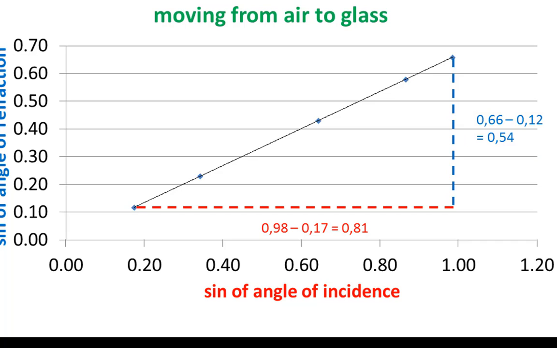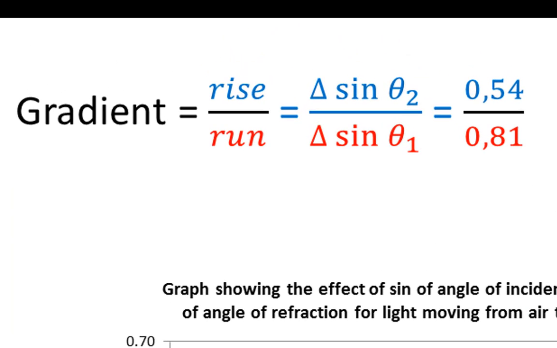The run is how far the graph extends horizontally. So it's the maximum x value that we have in our readings, which is 0,98, minus the minimum x value we have for our readings, which happens to be 0,17. Get the difference between them, you get 0,81. So that's the run. So what is the gradient of this graph? Rise over run, 0,54 over 0,81.